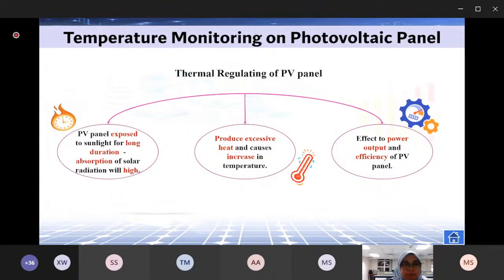When the PV panel is exposed to sunlight for such a long duration, the absorption of solar radiation will be high. After that, the photovoltaic panel also produces excessive heat and causes an increase in temperature, which then affects the power output and efficiency of the PV panel itself. When the temperature of the PV panel is too high, it may lead to aging of the photovoltaic panel surface itself.